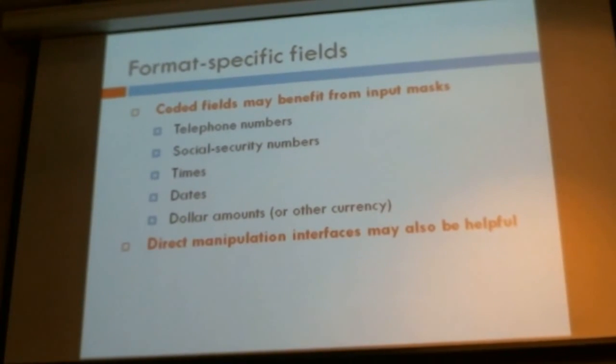And then you can also use direct manipulation interfaces. Remember how I told you we go from one spectrum of input where you have a blank text box for a user to enter in a date versus the calendar picker? So which one's the direct manipulation? The calendar picker. And which one do you prefer?